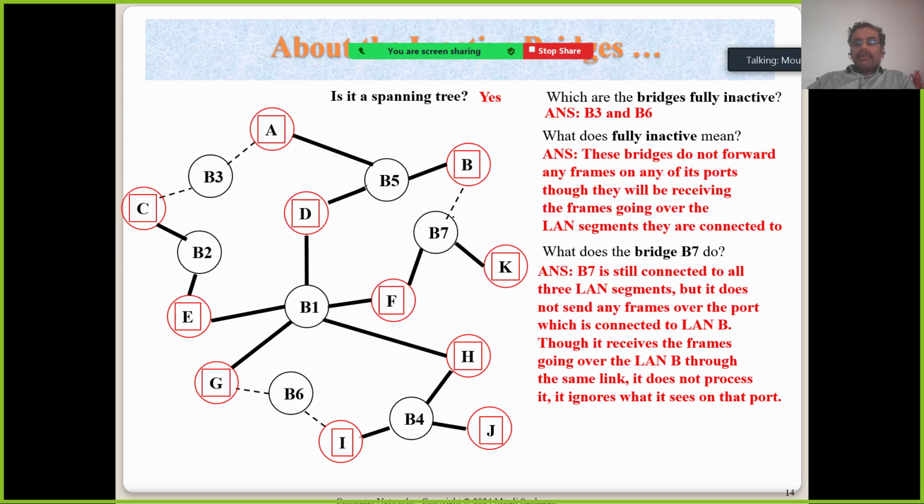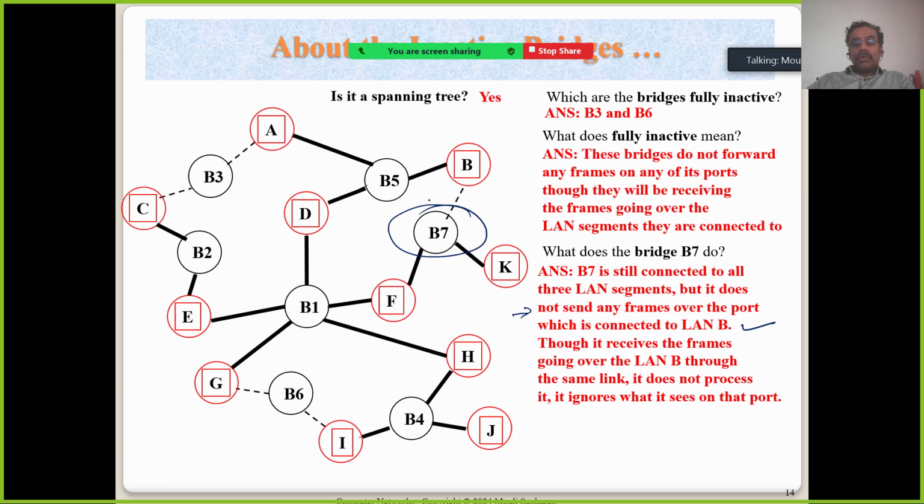So what does the bridge B7 do? Okay, let us read it. What does fully inactive mean? These bridges do not forward any frames at all. What does the bridge B7 do? Where is B7? This fellow. B7 is still connected to all three LAN segments, but it does not send any frames over the port which is connected to LAN B, though it receives the frames going over the LAN B.